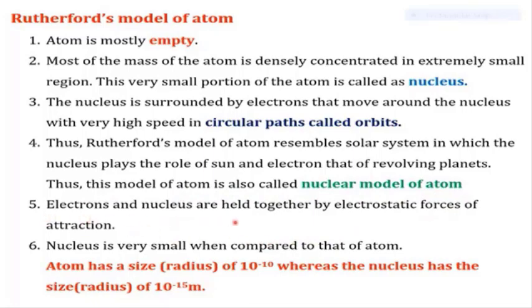Electrons and the nucleus are held together by electrostatic forces of attraction. The nucleus is very small when compared to the atom. The atom has a size of 10 to the power minus 10 meters, whereas the nucleus has a size of 10 to the power minus 15 meters.